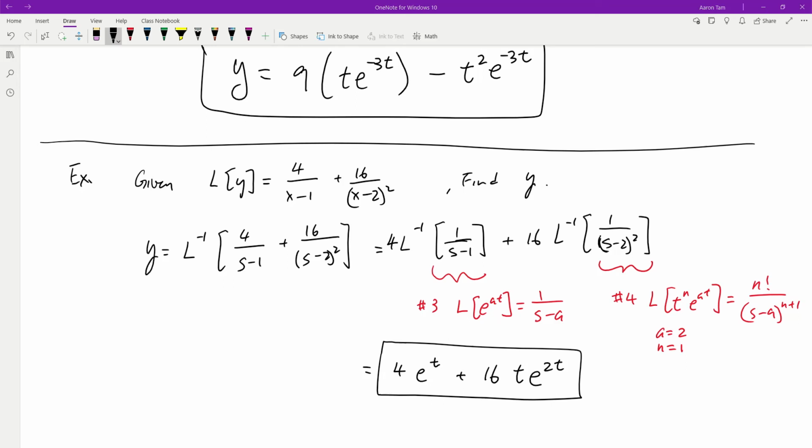Now let's try another one that may be more complicated. Okay, let me see. Maybe we'll try this one, okay?